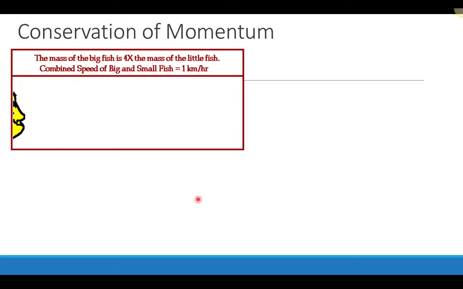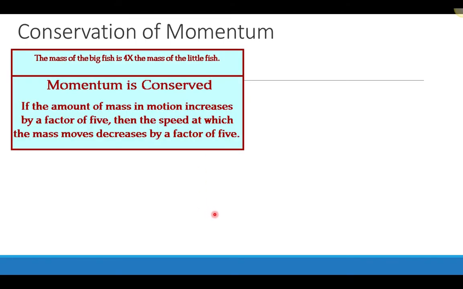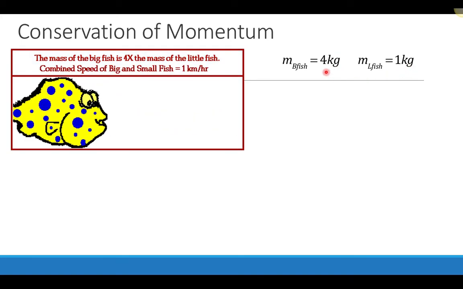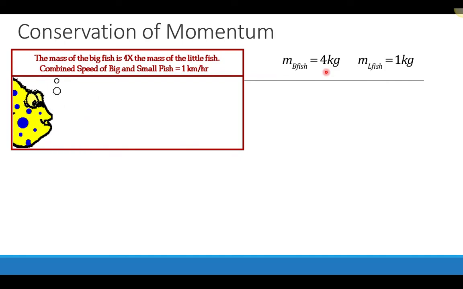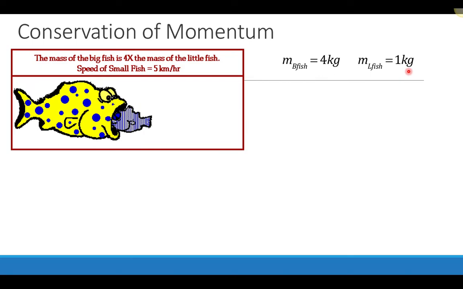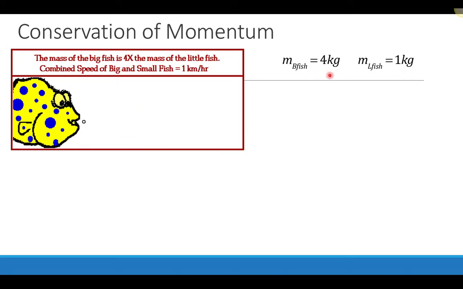So where is this all coming from? First, the big fish has a mass that's 4 times as big as the little fish. Since they're telling us values like this, where one is so much bigger than the other, we'll just go ahead and put some numbers in. So let's just say that the mass of the big fish is 4 kilograms and the mass of the little fish would be 1 kilogram since it's 4 times as big.